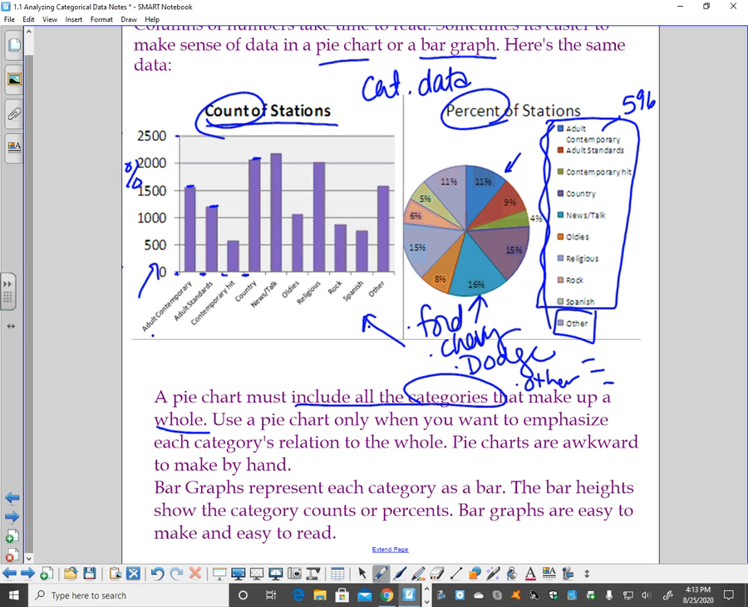And pie charts are awkward and very difficult to make by hand. I mean, drawing a perfect circle alone is ridiculous. Bar graphs represent each category as a bar. The bar heights show the category counts or percent. We talked about that. Could be a count or a percent. Bar graphs are easy to make and easy to read.